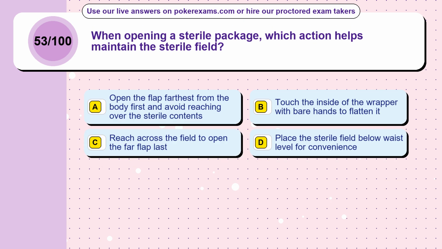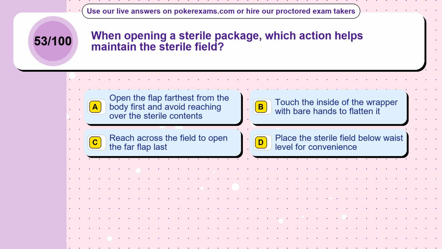Question 53. When opening a sterile package, which action helps maintain the sterile field? Option A. Open the flap farthest from the body first and avoid reaching over the sterile contents. Option B. Touch the inside of the wrapper with bare hands to flatten it. Option C.